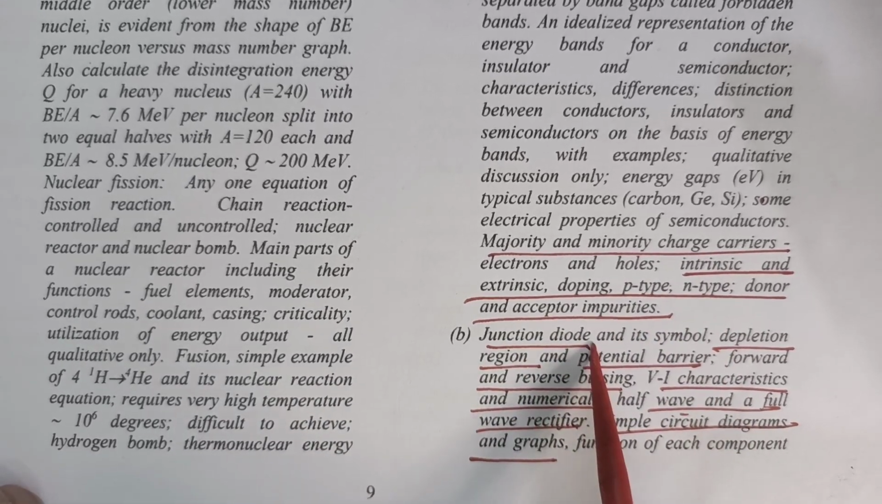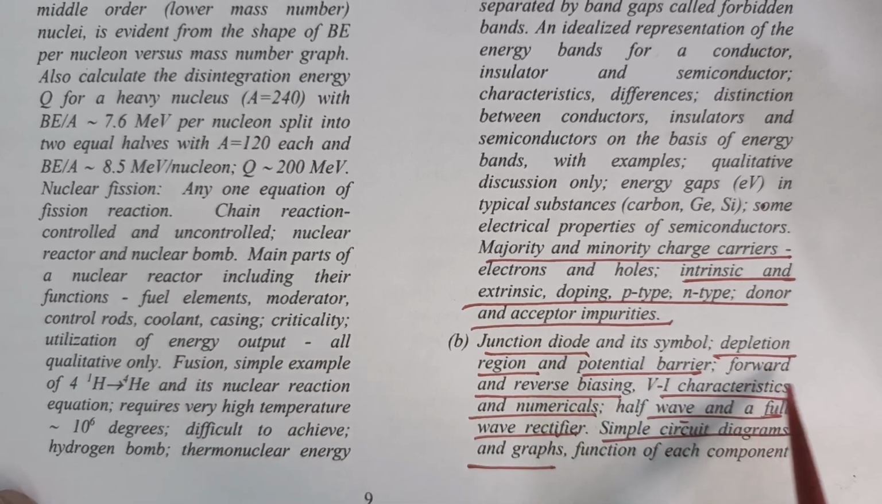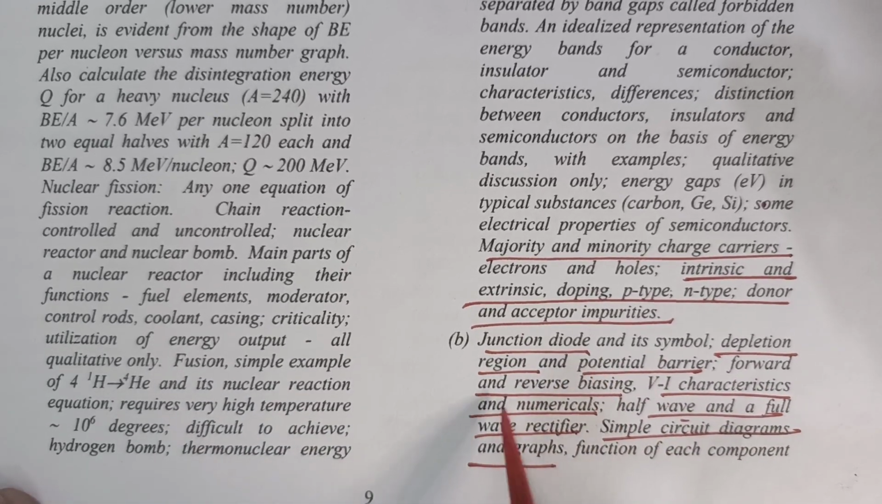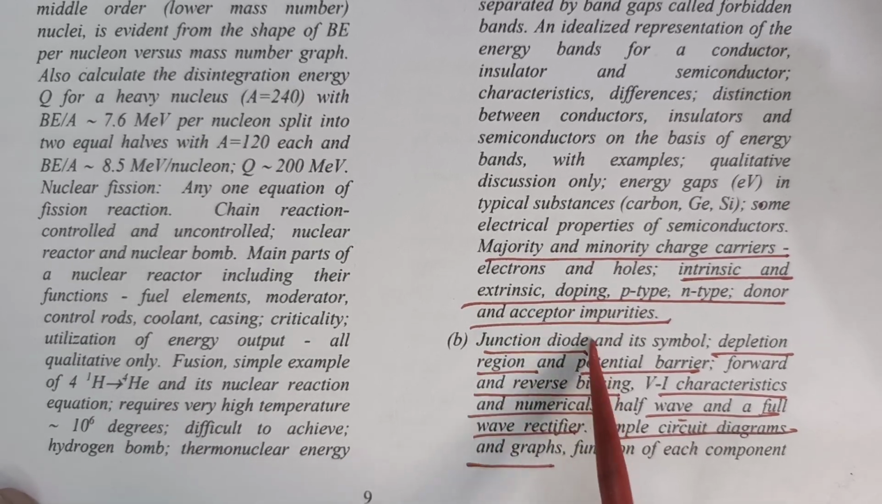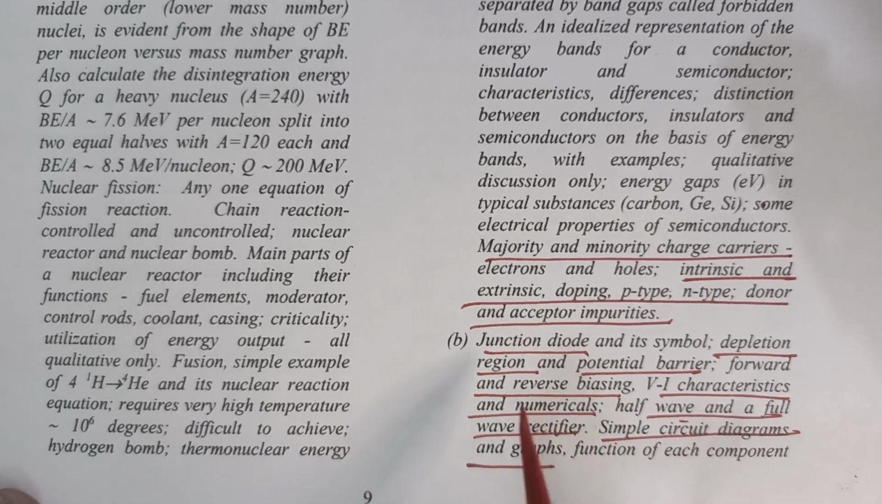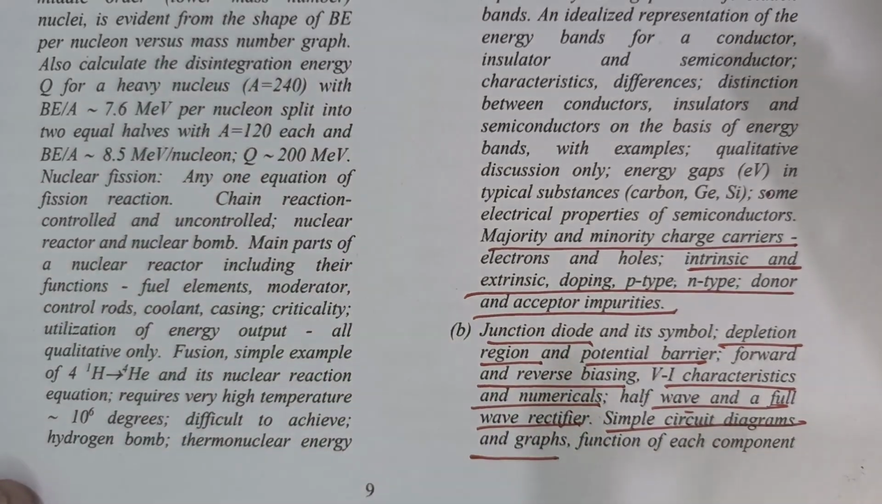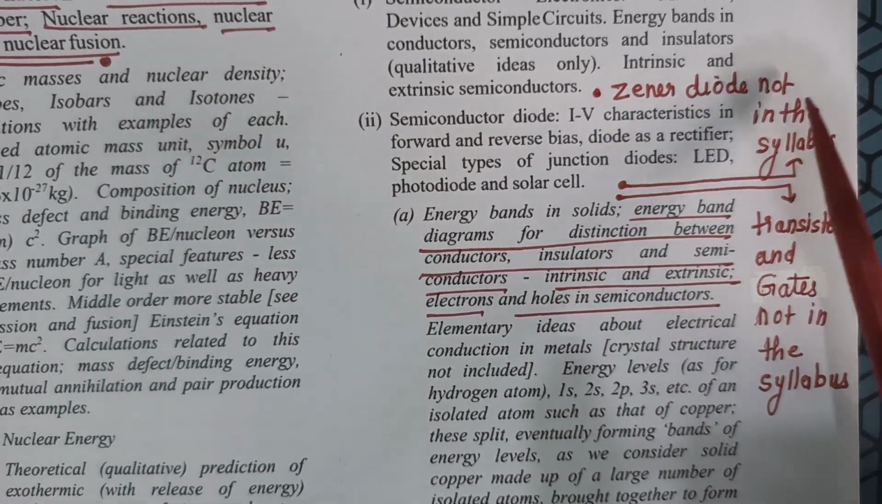Then junction diode: what is depletion region, potential barrier, forward and reverse biasing, VI characteristics of junction diode when it is forward biased and reverse biased, and numericals based on this concept. And then its use as half wave and full wave rectifier, simple circuit diagram, input and output signal. In this topic, a very important topic, Zener diode, is not in the syllabus now.